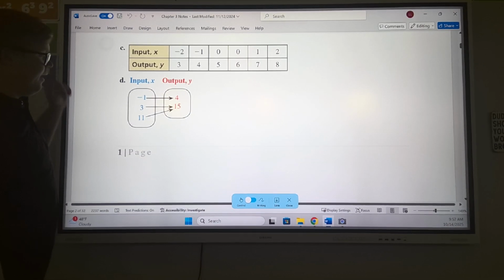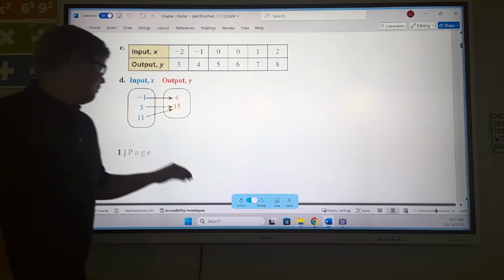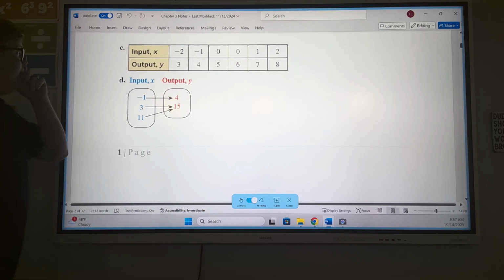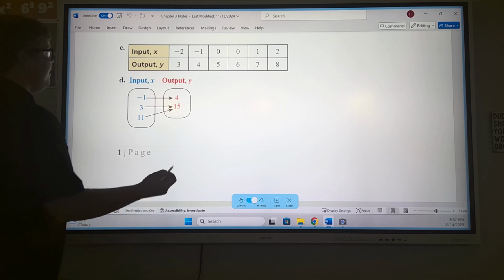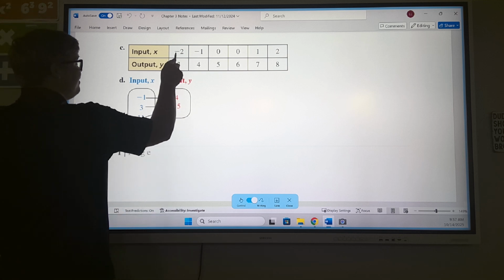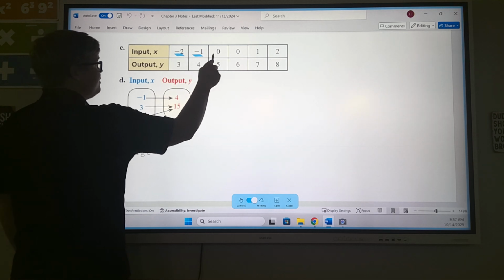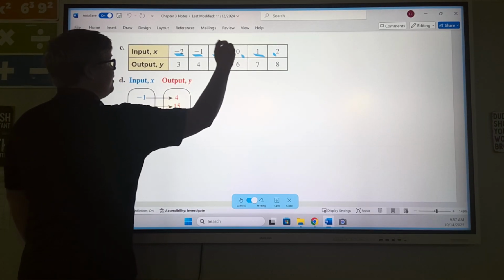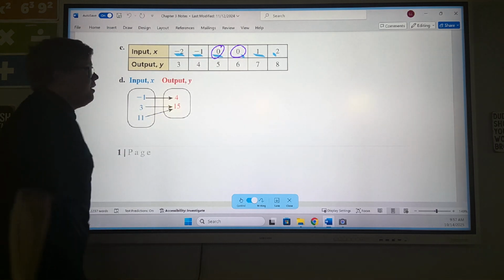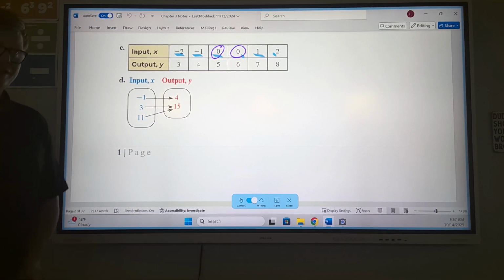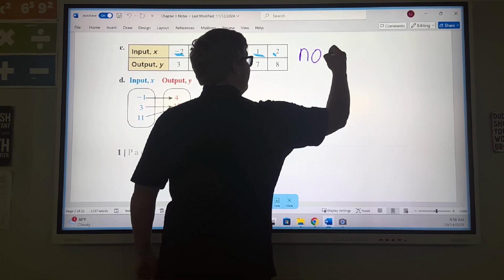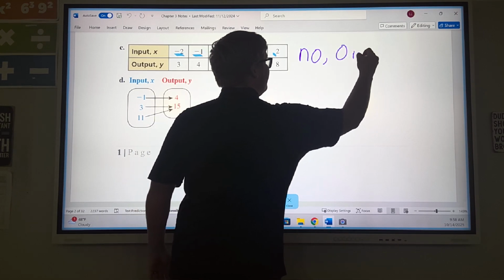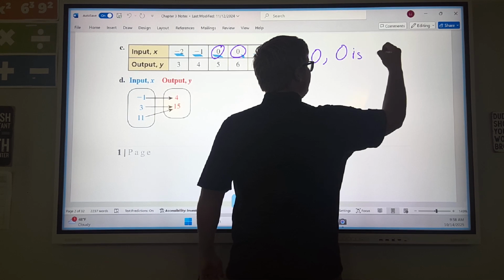So, you're going to get things that look like a table, or things that look like a map. In the table, again, to tell if it's a function or not, we look at our x's. We have -2, -1, 0, 0, 1, and 2. Looks like we have 0 repeating, which tells us this is not a function. So no. 0 is repeating.